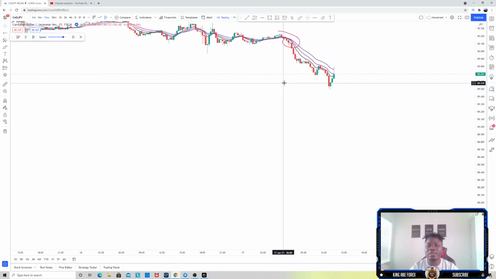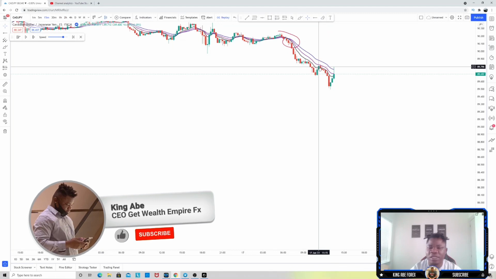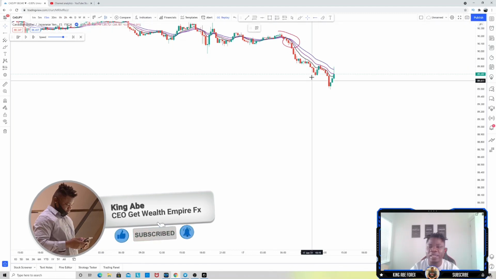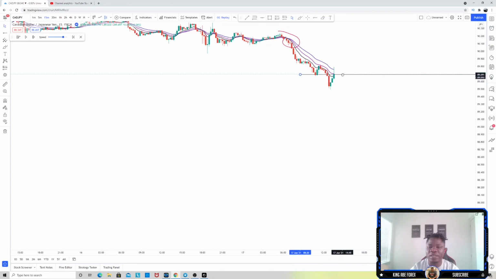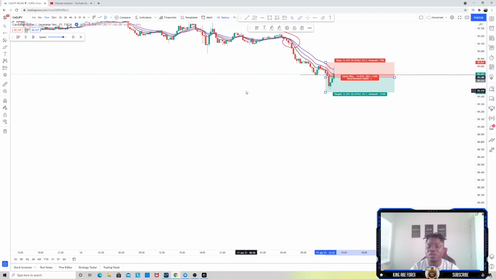Now looking at this right now in replay mode, now we have the pullback right over here. This is our pullback right over here. Now what we need to do to get in is, we will get in right over here, because we have a low right here. We'll get in once price is below the low right there. So now this will be your entry. This bearish candle right over here would have been your entry.